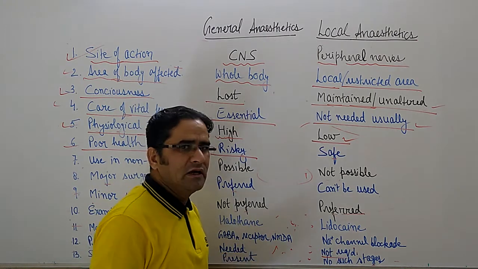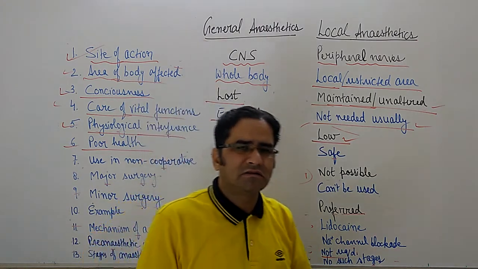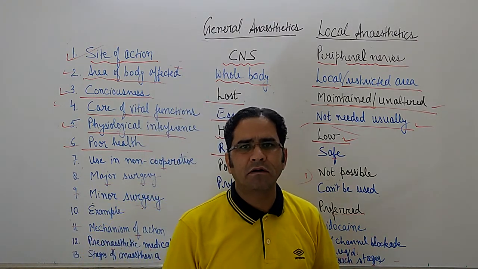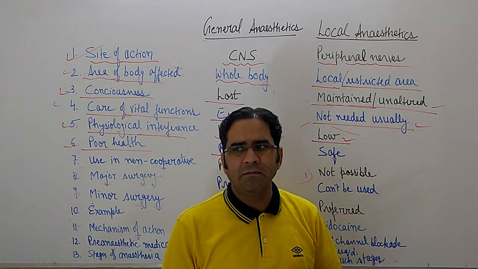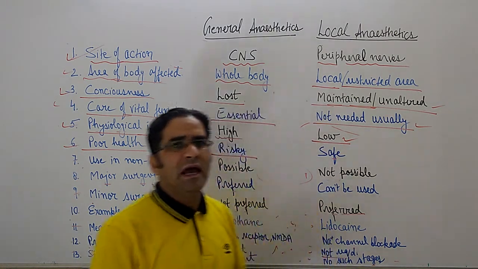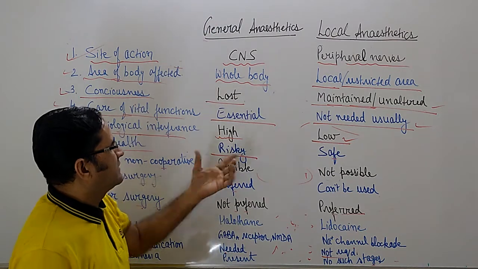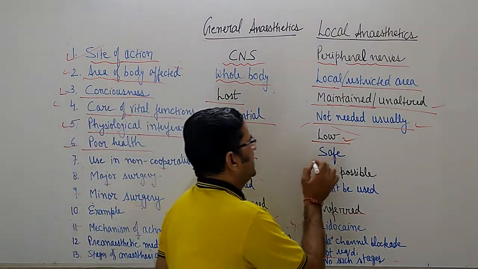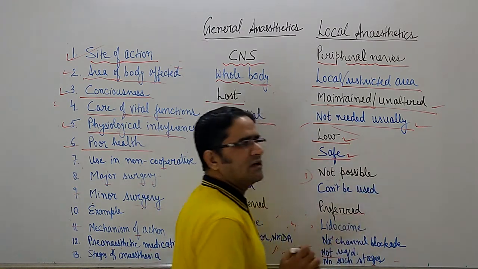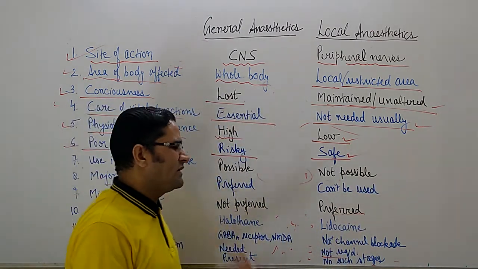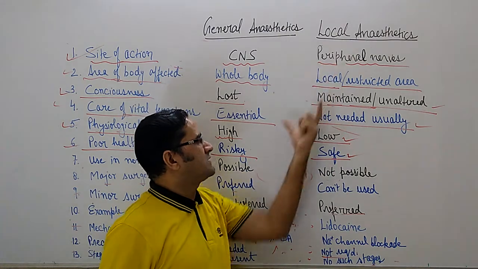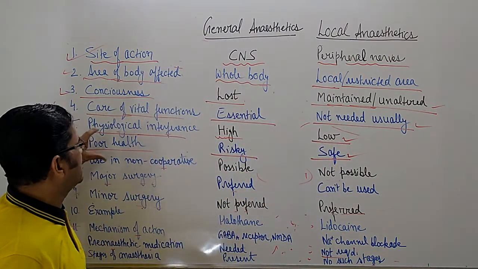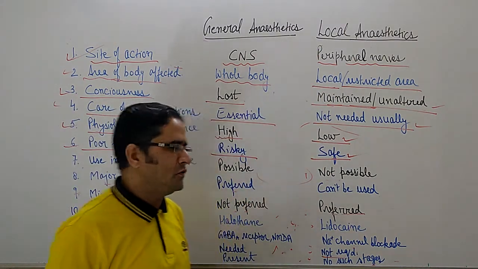For example, if the patient has bad lungs, meaning the condition of the lungs is not proper, the liver is not functioning properly, the heart is not functioning properly, and in that case, if we are using general anesthetic, it is highly risky. But local anesthetic is very safe in comparison to CNS. Or again, we can say that local anesthetics are safe to use even if the condition of the patient is poor.